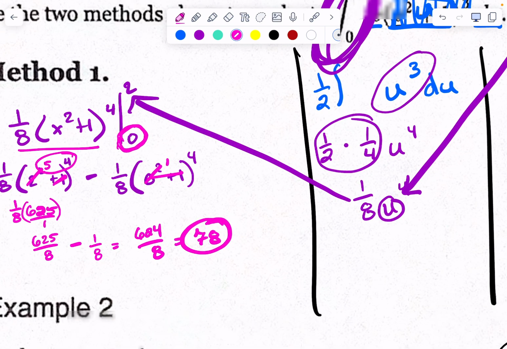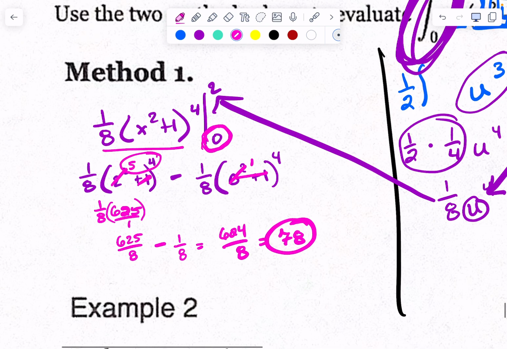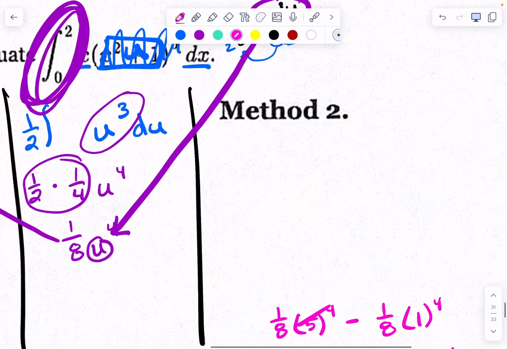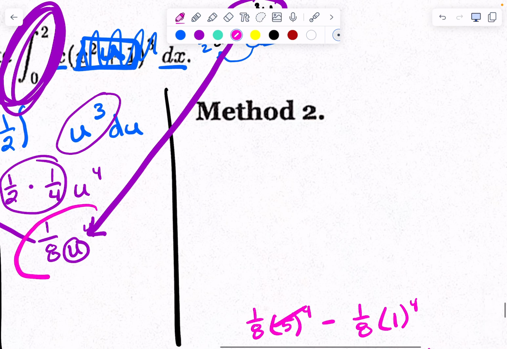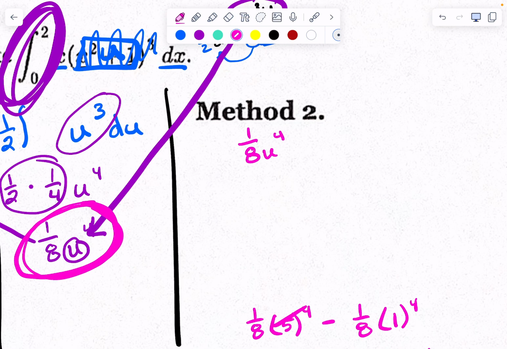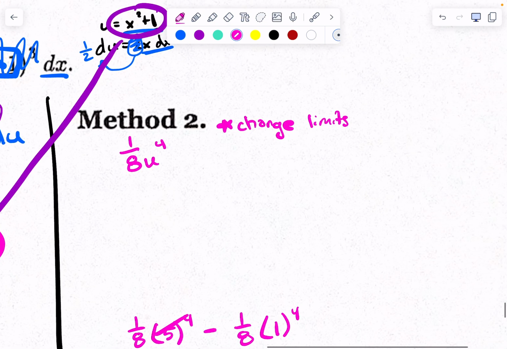Okay, now that's method 1. Normal, straight through, all the way, okay? But instead, what we could do is method number 2, and that just means I get to leave this as 1/8 u to the fourth power, okay, which is what we got for our antiderivative. And what I'm going to do is I'm going to do something called changing the limits of integration.